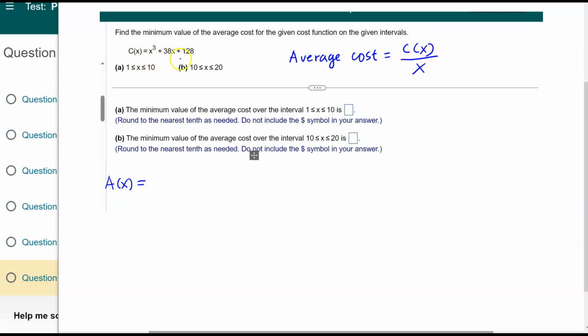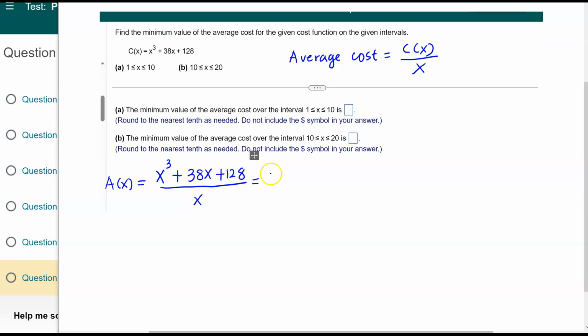So your c of x is this function here, x cubed plus 38x plus 128 divided by x. And then to proceed, let us find the derivative of a of x. So to differentiate this, instead of using the quotient rule, let's just go ahead and simplify a of x by dividing each term by x.